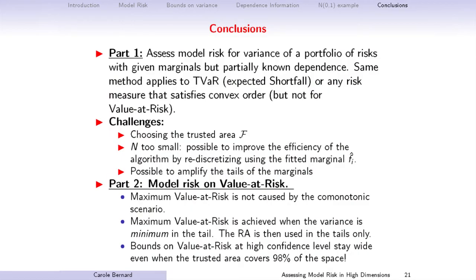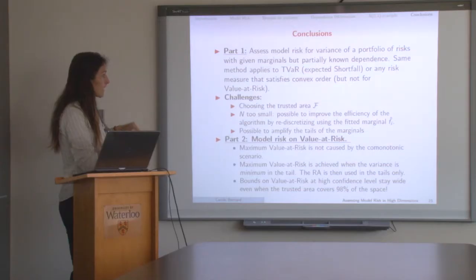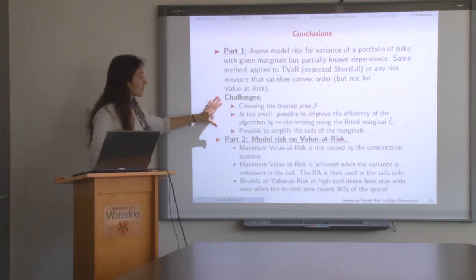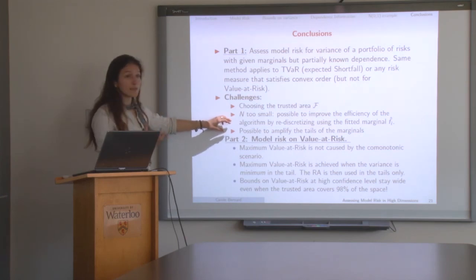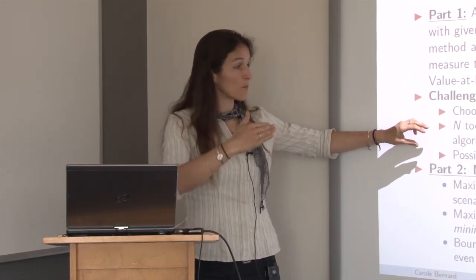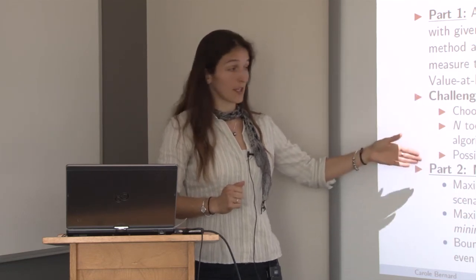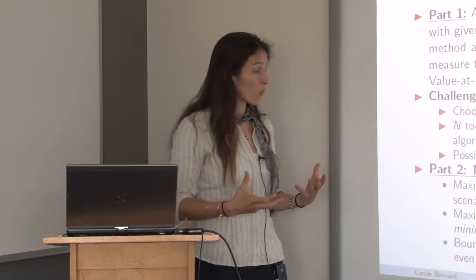Now, to conclude this first section, I would say that this method is based on assessing model risk for the variance of a portfolio with given marginals but partially known dependence. I illustrate everything with the variance measure, but you can use the TVaR, or expected shortfall, or actually any measure that respects convex order. But you cannot use the technique that I presented right away with value at risk. There are still many challenges that we are working on: how to choose the area, how to modify it if you don't have enough observations, and how to amplify the tail of the marginals if you don't trust the marginals and you want to include more tail risk. So there are some ongoing projects on how to improve this method and make it more practical.